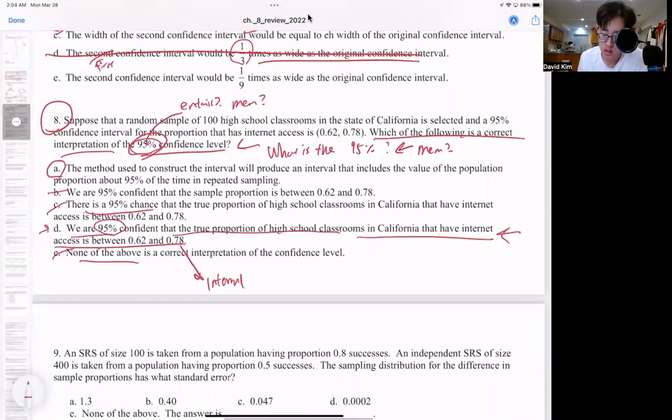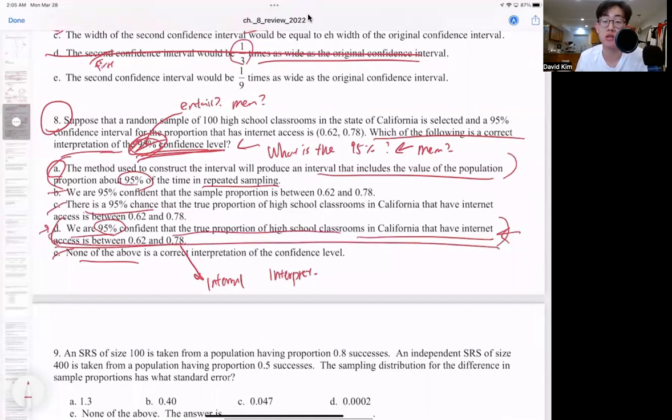The method used to construct the interval would produce an interval that includes the true proportion about 95% of the time in repeated sampling. So, a quick rule of thumb: if they ask you what the 95% confidence level means, this is the description you want to give. In the vast majority of cases, you're not going to get that. They're just simply going to ask you to interpret the confidence interval that you found. They're not going to ask you for the 95%. They're just going to ask you to interpret the interval itself. That's when you would use the go-to template that we're used to. We are 95% confident that blah, blah, blah, blah. That is what you would do.